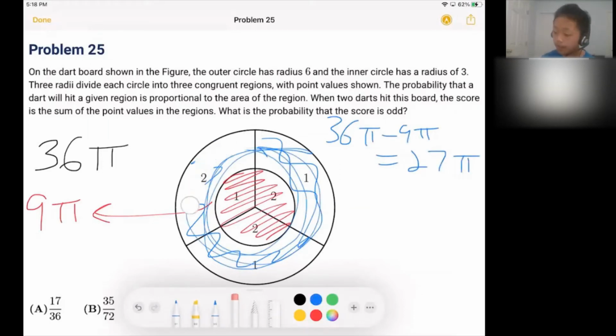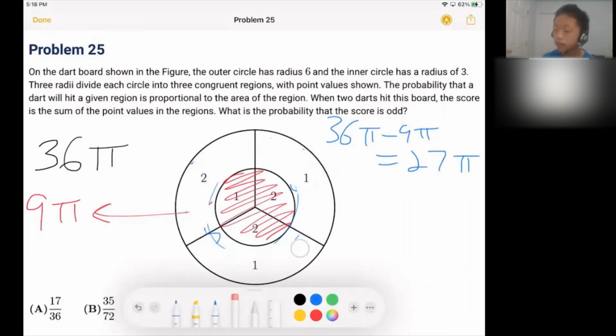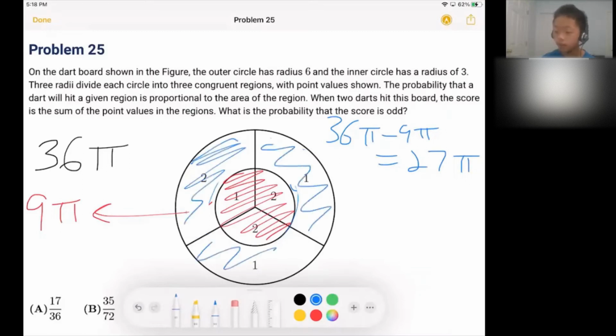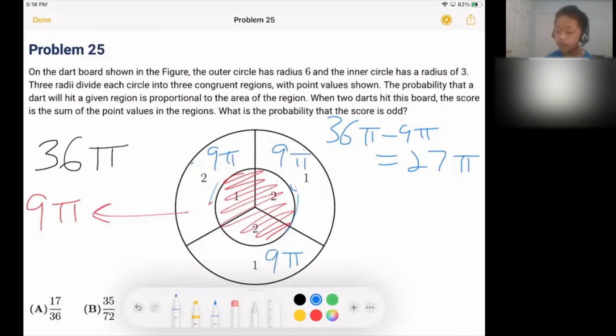And if the area between the 2 circles is 27 pi, we clearly know that each of these 3 regions are symmetrical, so they have the same area. That means each of them has area 27 pi divided by 3, so 9 pi. So each of these regions has area 9 pi. And we found that this red region in the middle has area 9 pi, and it splits into 3 congruent regions. So each of these regions has area 9 pi divided by 3, which is 3 pi. So 3 pi, 3 pi, 3 pi.